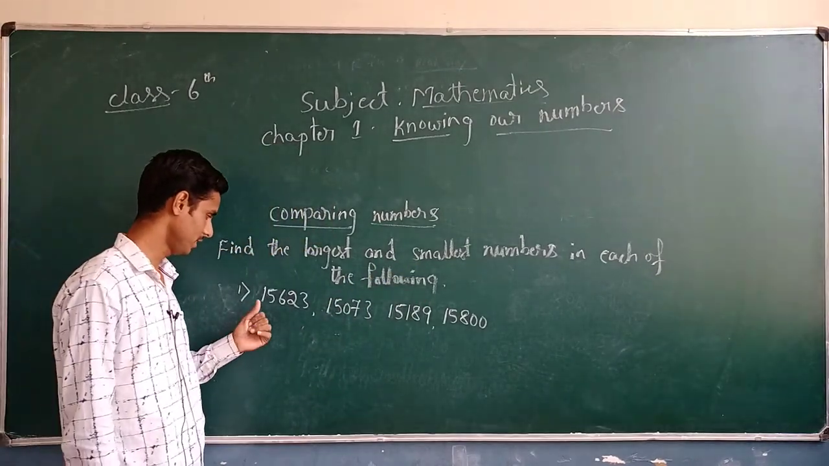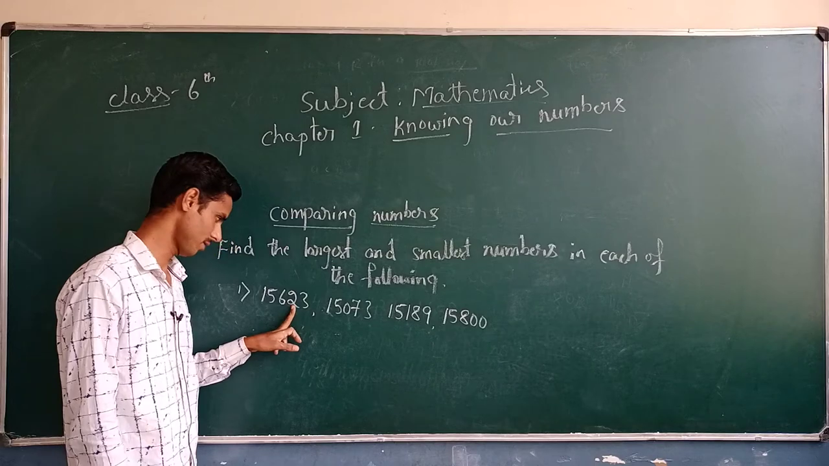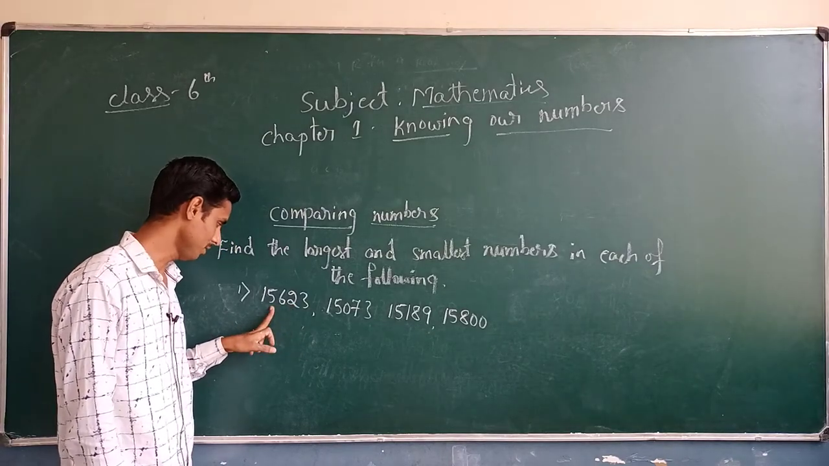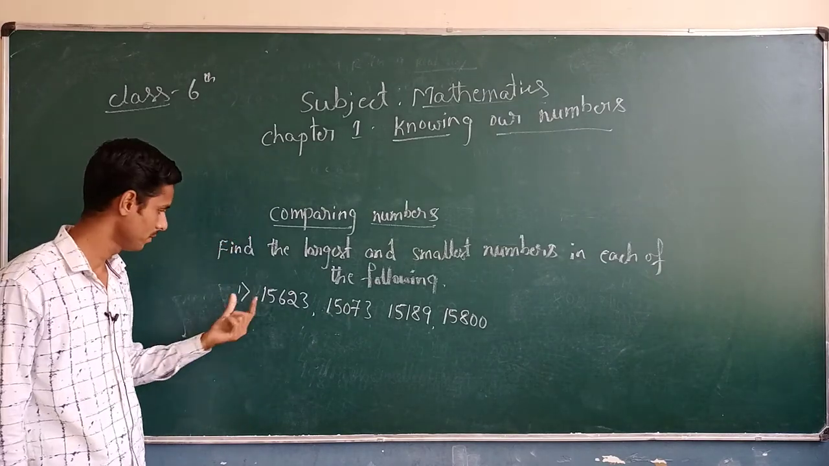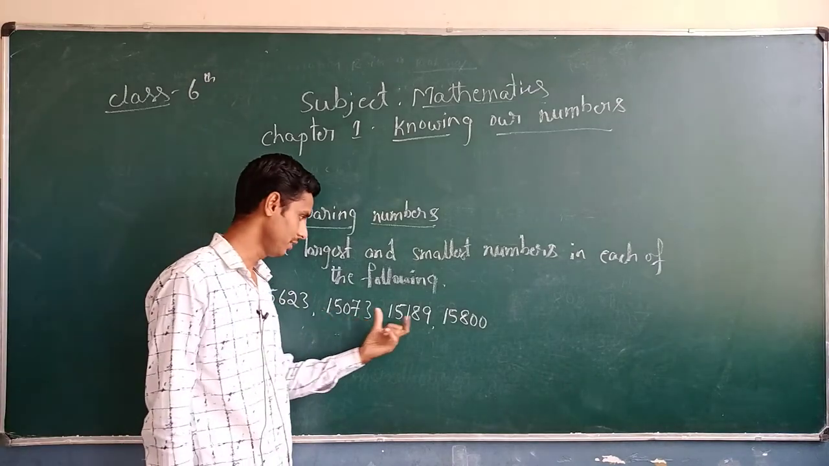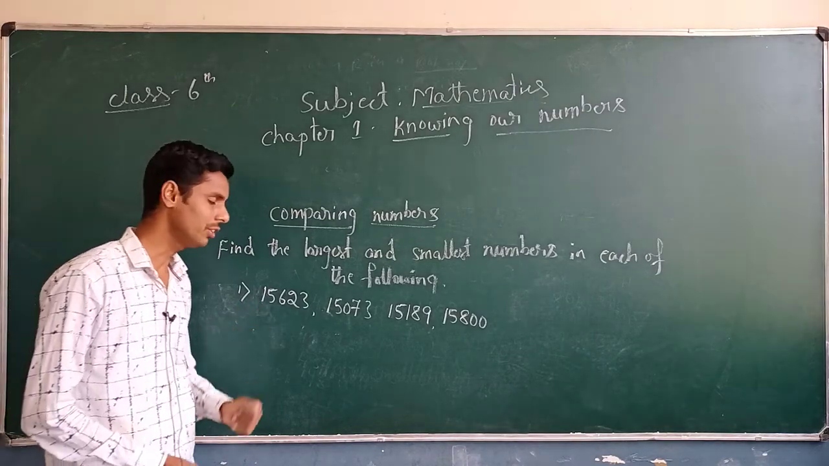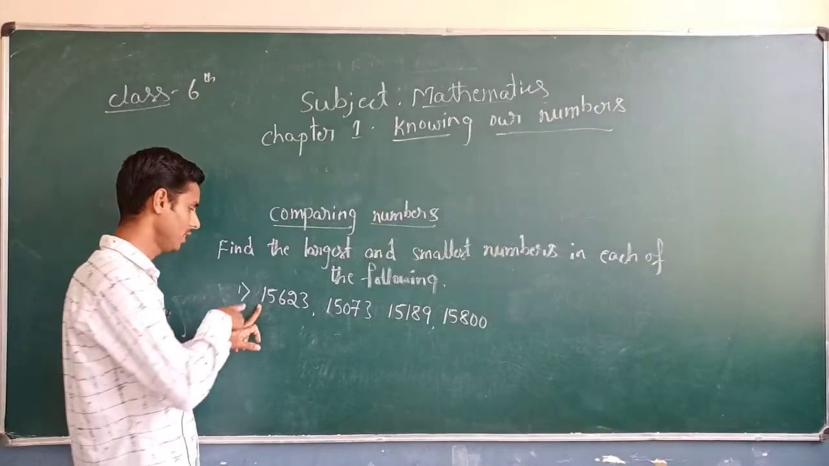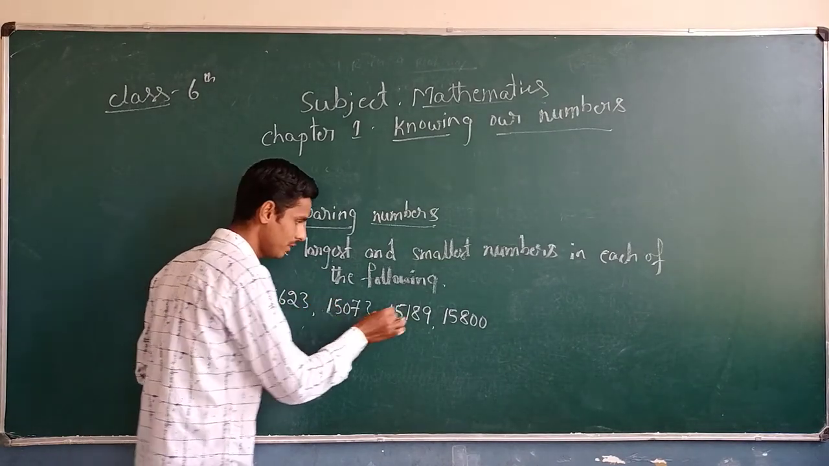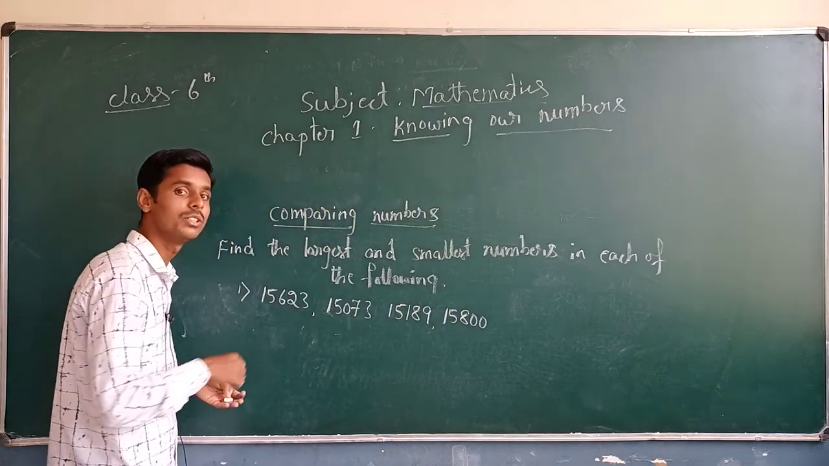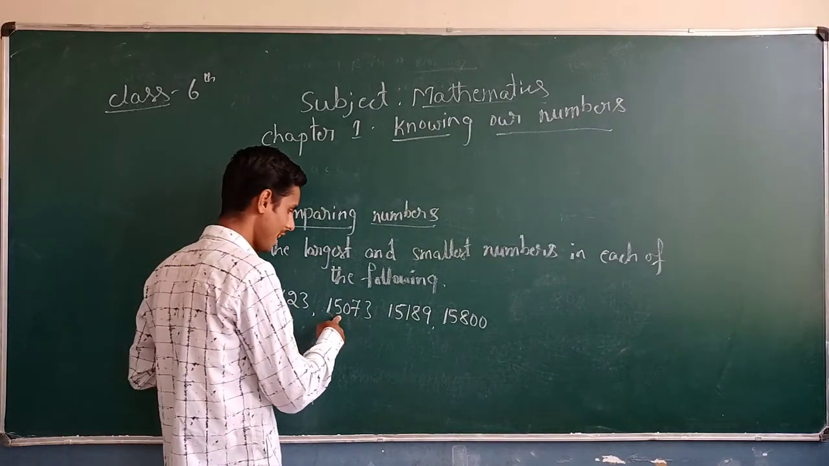So we can compare the 10,000 place. You can see here ones, tens, hundreds, thousands, 10,000. Each number consists of 5 digits. If the same number of digits are there, we have to compare their place values. First, we compare the 10,000 place. In every number, we have 1. Next, we move to the 1,000 place. In every number, we have 5.